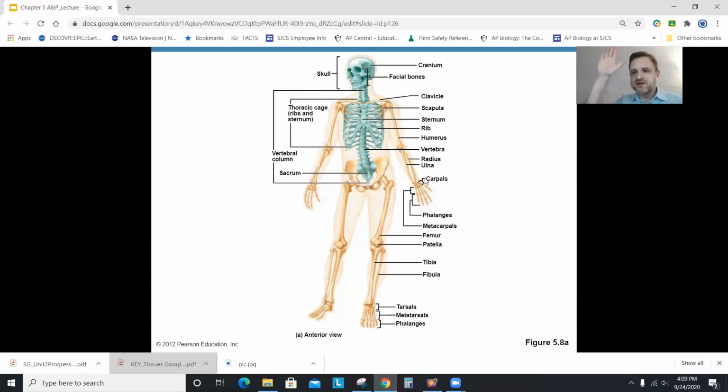Say, well, which one's on top? Well, if I turn my arm, it depends. So the radius is always the one that's in line with the thumb. The ulna is the one in line with your pinky, or the one behind your radius. Carpals are the bones of your wrist. Metacarpals are the bones of your hand, not your fingers. This part of your hand, and phalanges are fingers. So here's your carpals, here's your metacarpals, here's your phalanges.